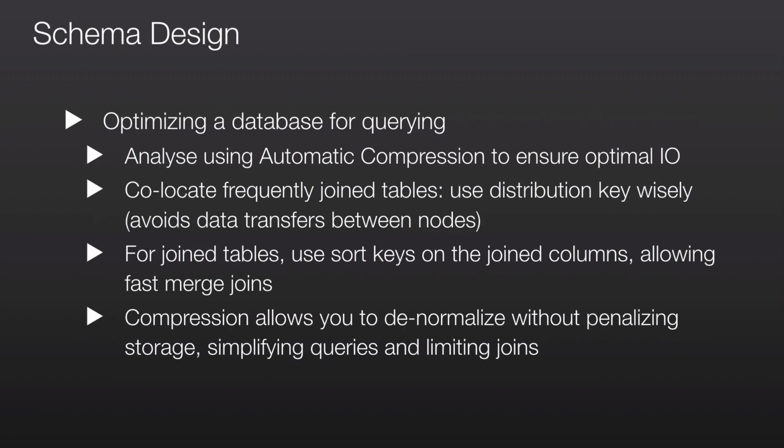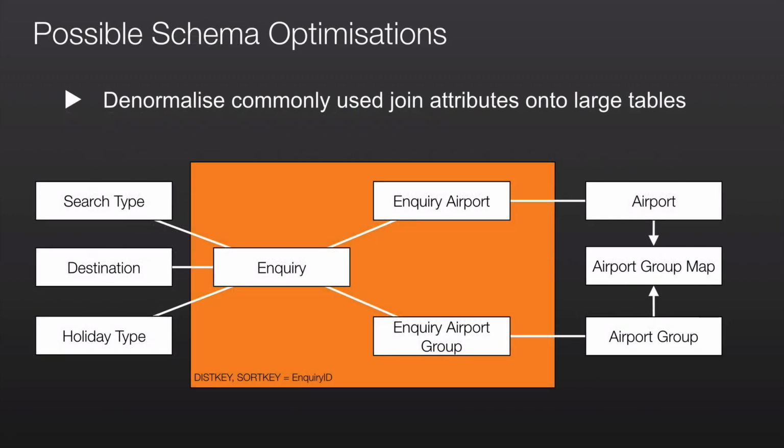So you want to co-locate frequently joined tables using those distribution keys to avoid data transfers between nodes, as we said. And you want to use sort keys on join columns, allowing for fast merge joins and also the use of zone maps. And this compression can allow you to denormalize data without heavy overhead or penalty in incremental storage, allowing you to simplify queries and limit joins.